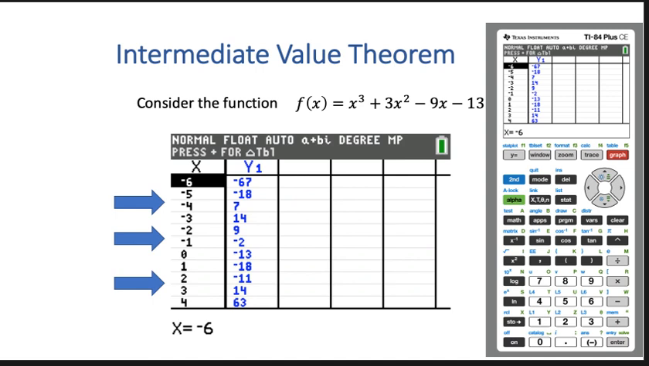The intermediate value theorem isn't telling me what the zeros are. It's just telling me because there's a sign change here, there must be a 0 in between these two numbers. So this polynomial function has 3 zeros, and I don't know what those zeros are, but I know they're between negative 5 and negative 4, negative 2 and negative 1, and 2 and 3.